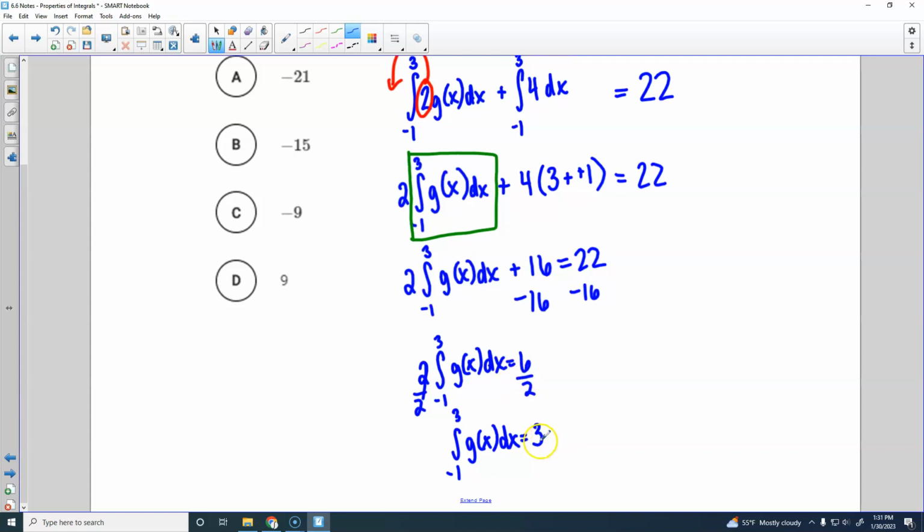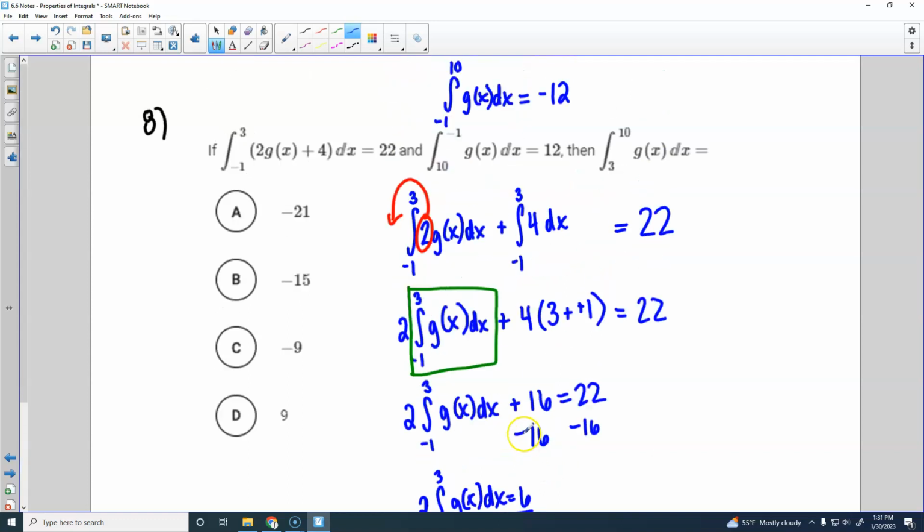So since this is 3, what we have here is they've told us the integral from 10 to -1. Well, these limits are backwards. We usually want that lowest limit to be first. So I'm going to switch these and make this -1 to 10. When I do that, I also have to change the sign of what it is equal to. So my integral from -1 to 10 of g of x dx is going to equal -12.